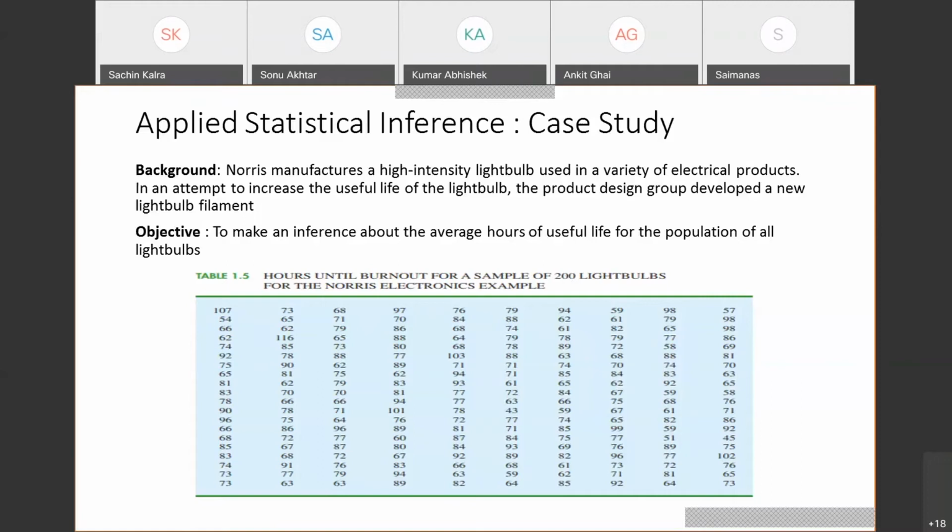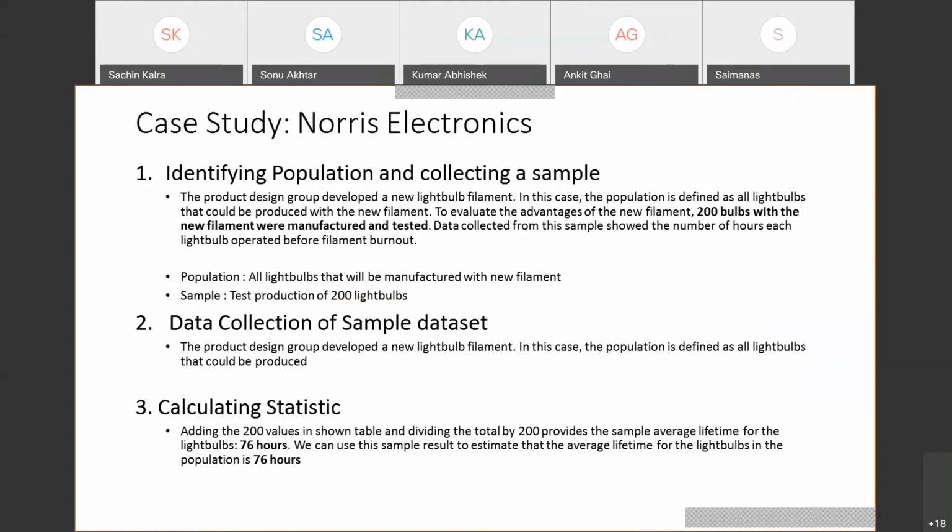Now, first, we identify the population and we collect a sample. The company wants to manufacture 2,000 bulbs. What the company does is it manufactures 200 bulbs with the new filament, which were manufactured and tested. This burnout data is collected from this sample, and this data shows the number of hours each light bulb operated before filament burnout. Now we have two things. Population will be all light bulbs that will be manufactured with the new element, and sample is the test production of 200 light bulbs. We have got the data collection.